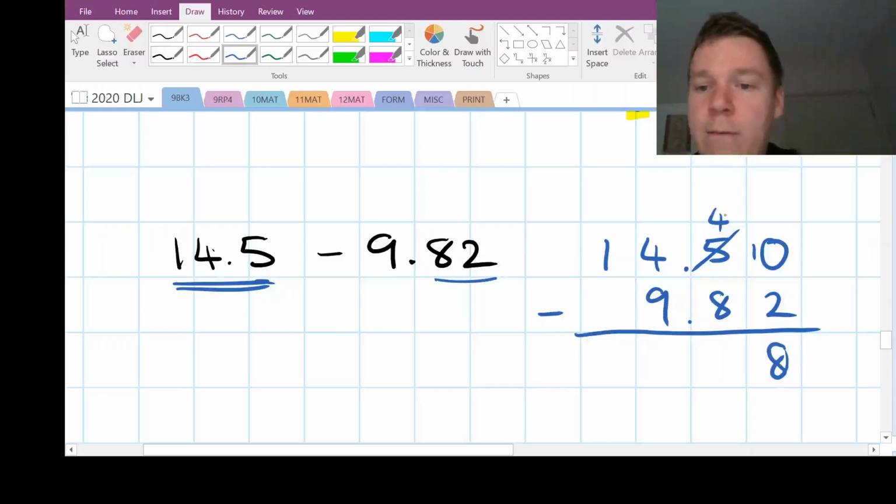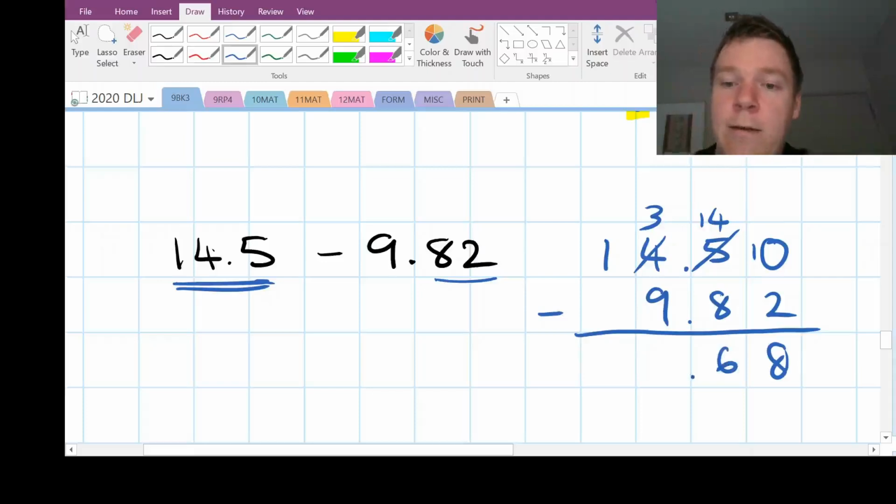That's an ugly 8. 4 minus 8, can't do it. Borrow 1 from the next column over. 14 minus 8 is 6. 3 minus 9 won't go. We're going to borrow. So we're left with 0 there. 13 minus 9 is 4. 4.68 is our final answer.